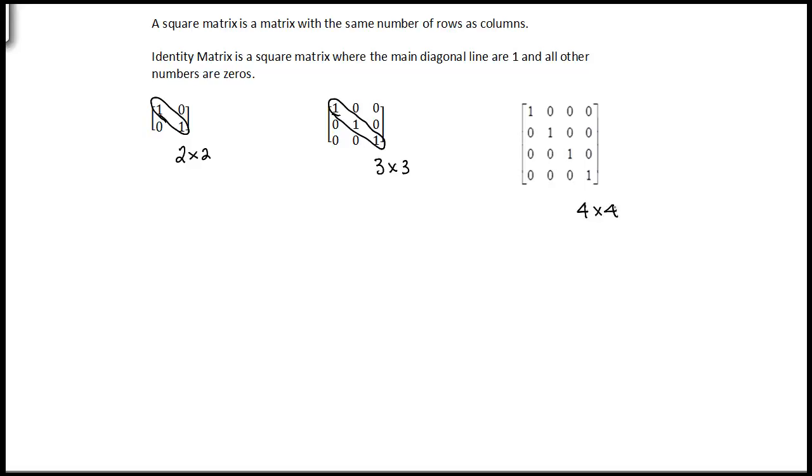And the same thing for a 4 by 4. Your main diagonal 1s. Everything else are 0s. Notice that we have a lower triangle. And we have an upper triangle.